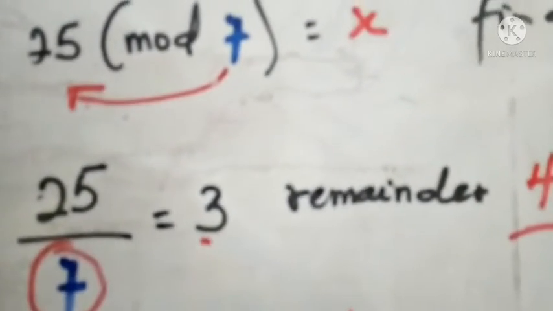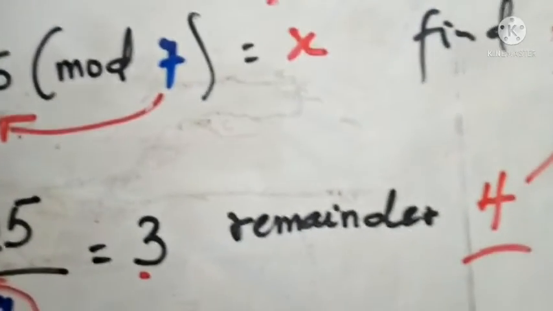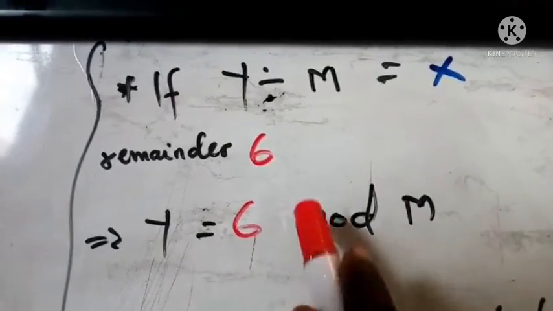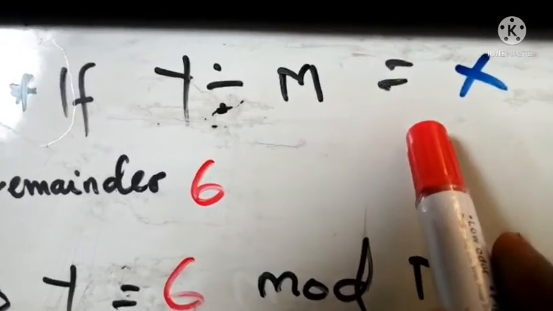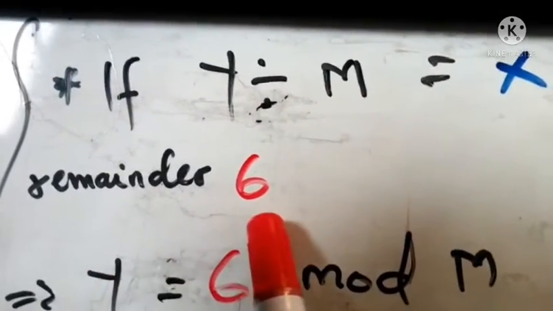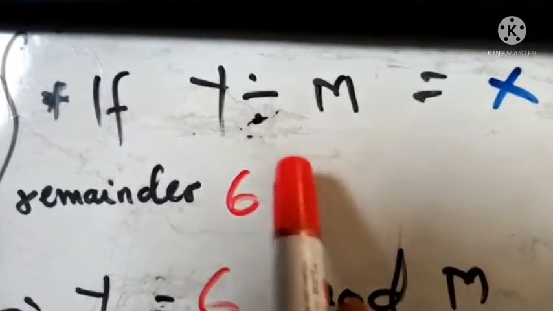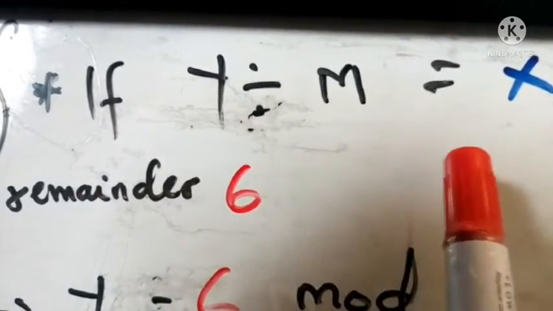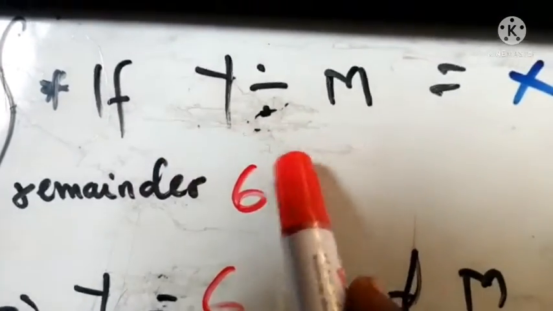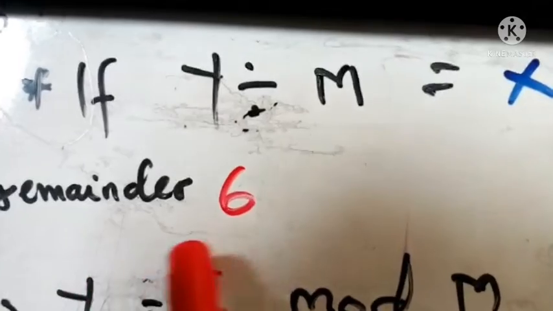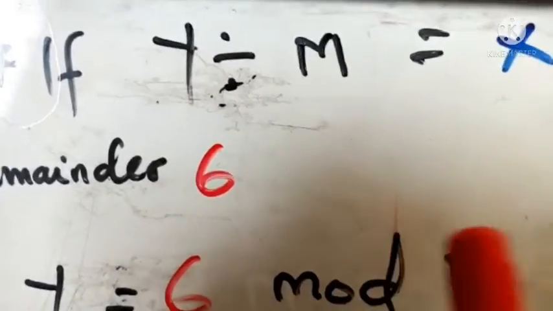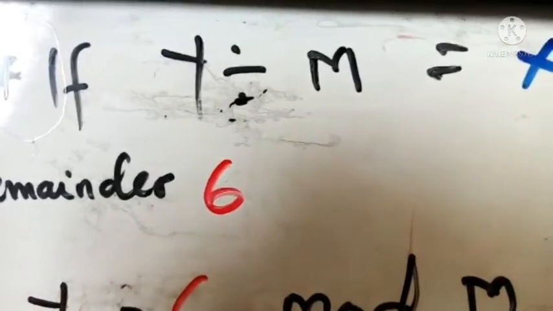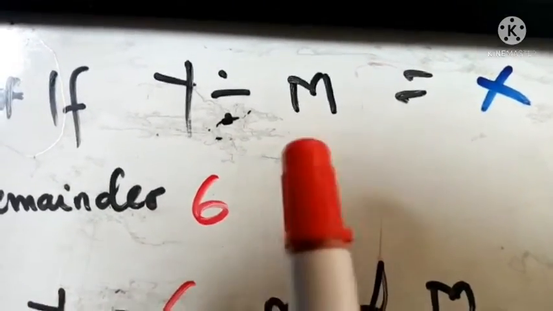Now look at a very tricky question here. In this question, they say if y divided by m is equal to s, and then the remainder is 6, right? You have been asked to write this in modulo form. So you have y divided by m is equal to s, the remainder is 6. What this means is that, remember, in modulo we are interested in what remains, what we are taking home after we divide it.